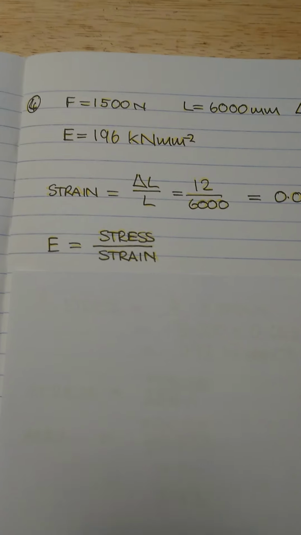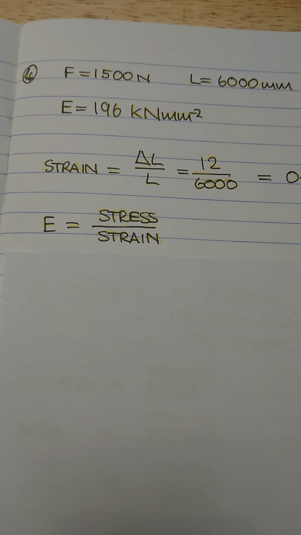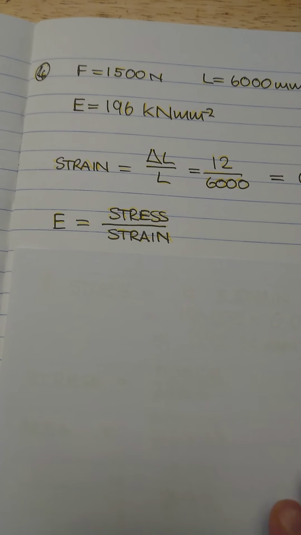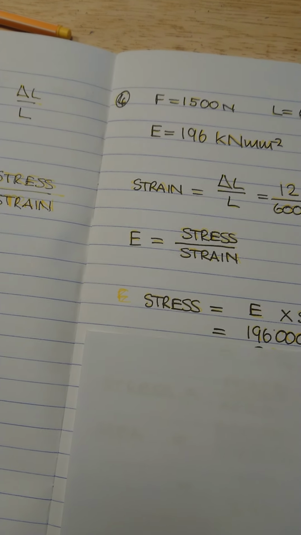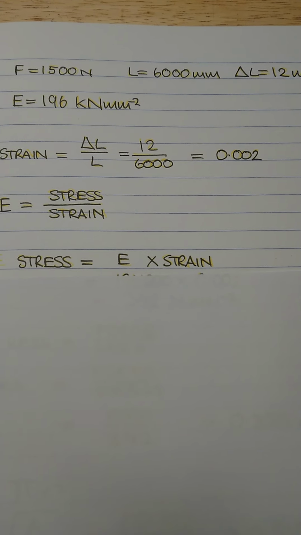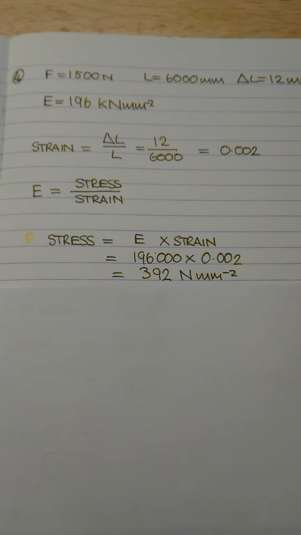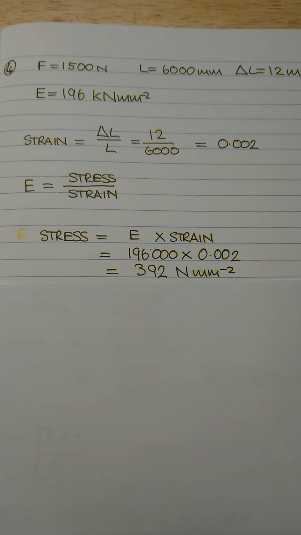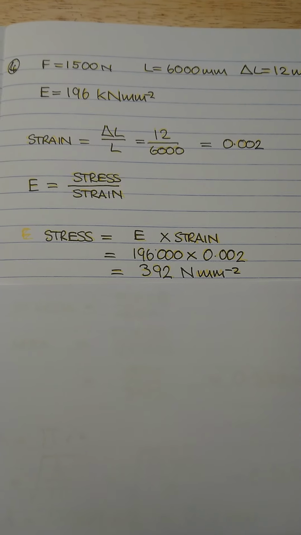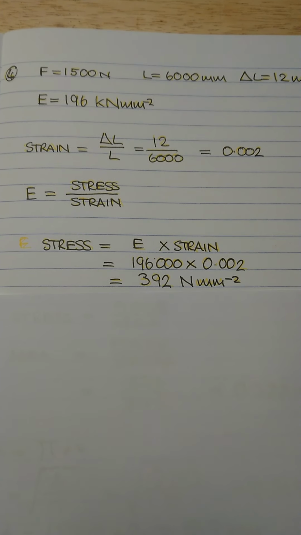Now we have to find the diameter. Eventually we have to find the diameter. So we could start off with Young's is equal to stress over strain, and therefore stress is equal to Young's times strain, and there we go. So we're now able to work out what the stress in that particular material is. Okay.